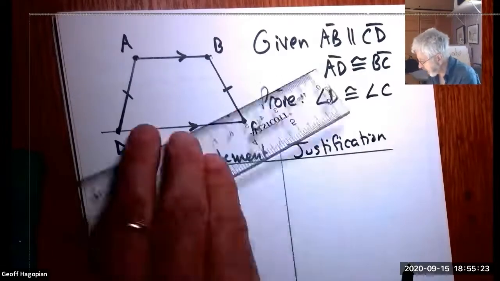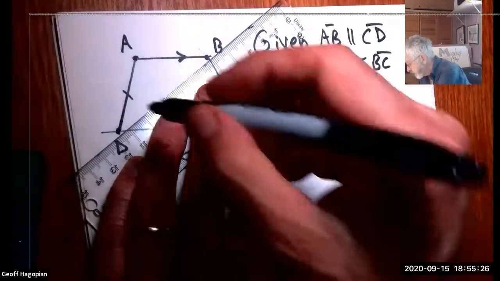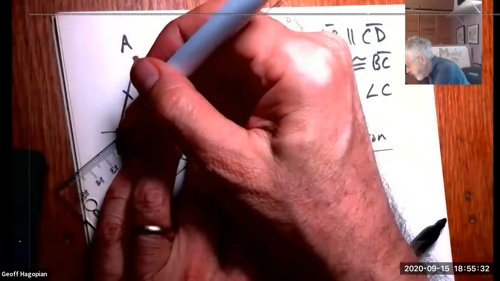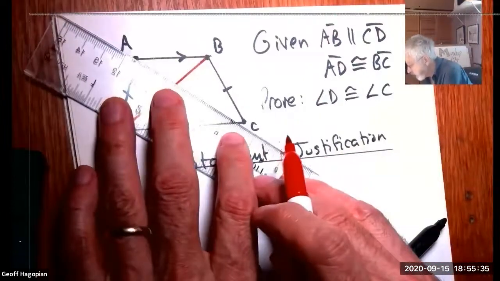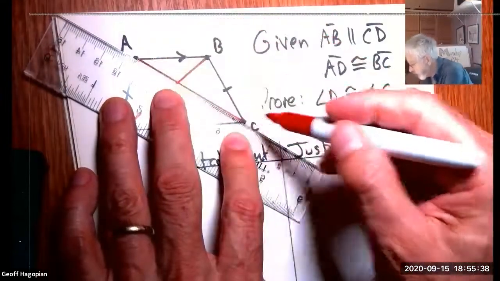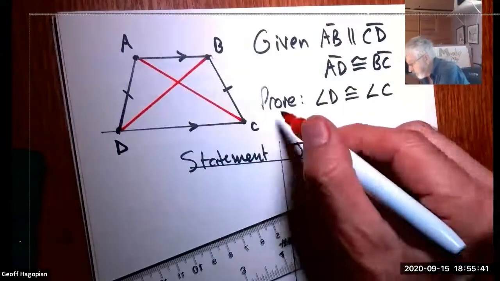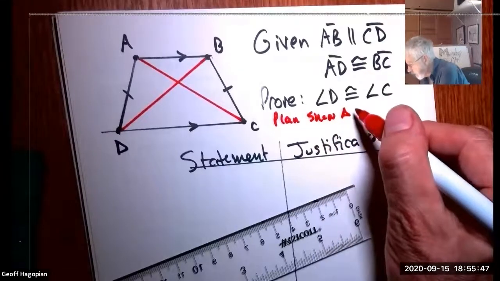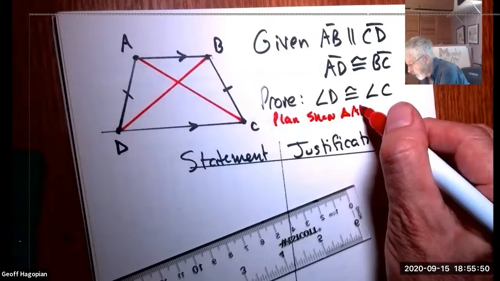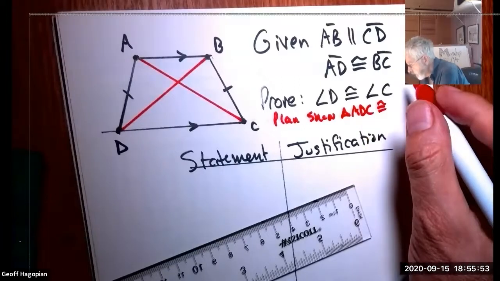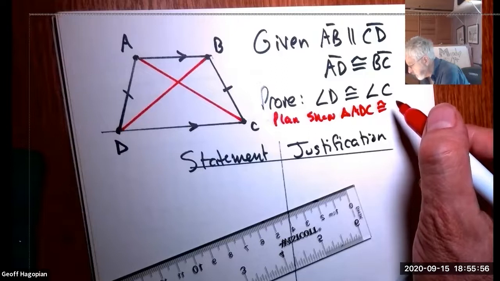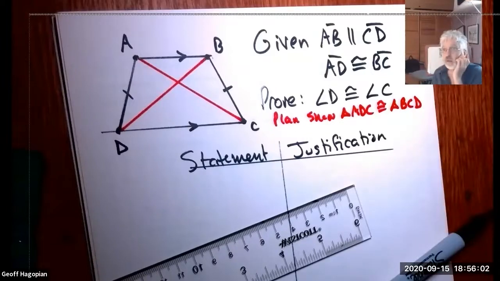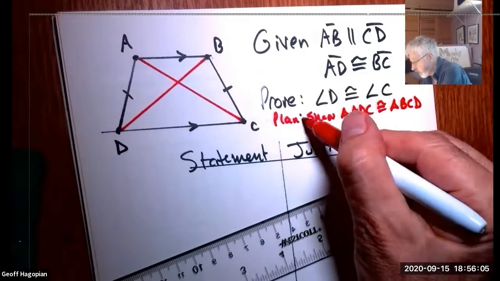Okay, well, let's try drawing the diagonals. We got to do something, right? So I'm going to draw them in a different color because I don't want to make this too messy. So I draw these diagonals, and then my plan would be to show that triangle ADC is congruent to BCD. That's my plan.